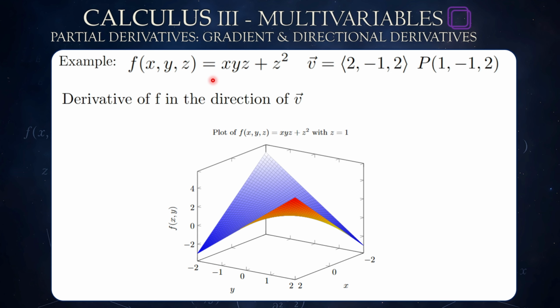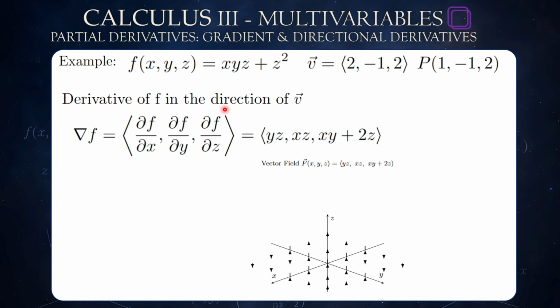Example: f(x, y) is a function equal to xyz plus z squared. V is a vector, (2, -1, 2), and P is a specific point, (1, -1, 2). These are its coordinates. So what is the derivative of f in the direction of V?